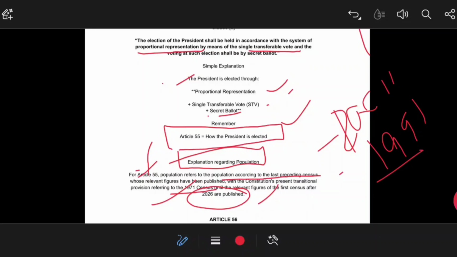Why? Because you know North Indian states have progressed much more in population as compared to South Indian states, right? That's why this provision was added: the population census is frozen in particular for the presidential election. That is the simple meaning.